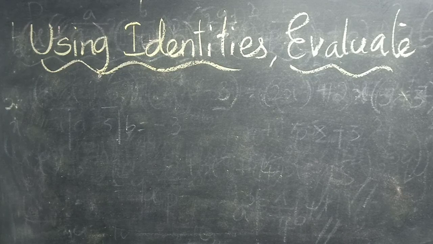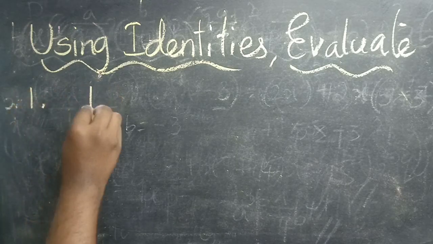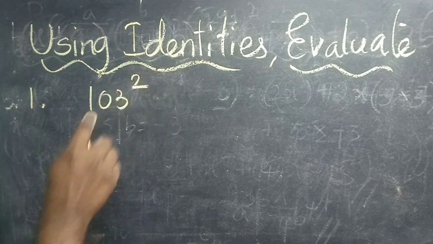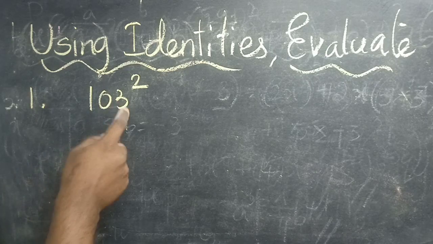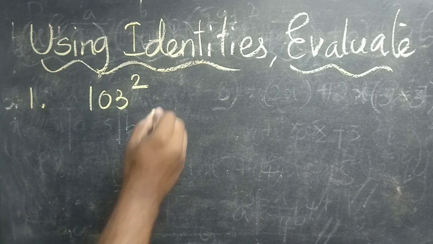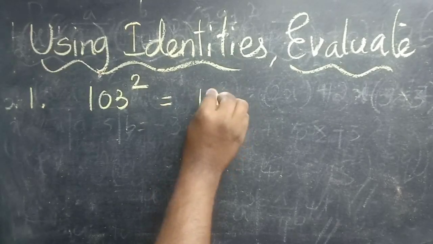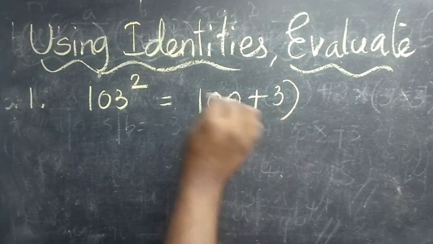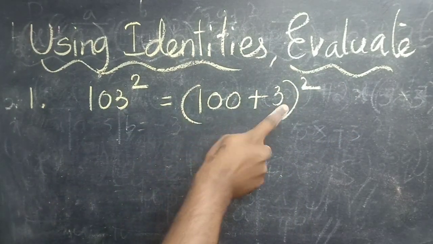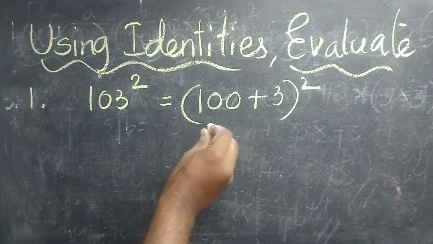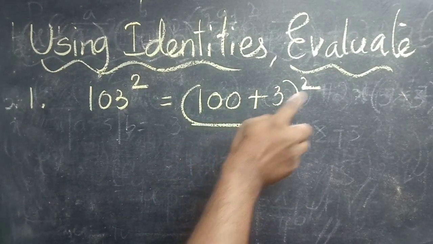Now the next concept: using identities, we will evaluate the following numbers. That is the first question, 103 whole square. Using identity we will evaluate 103 whole square. Now 103 can be written as (100 plus 3) whole square. Therefore, this is of the form (a plus b) whole square.